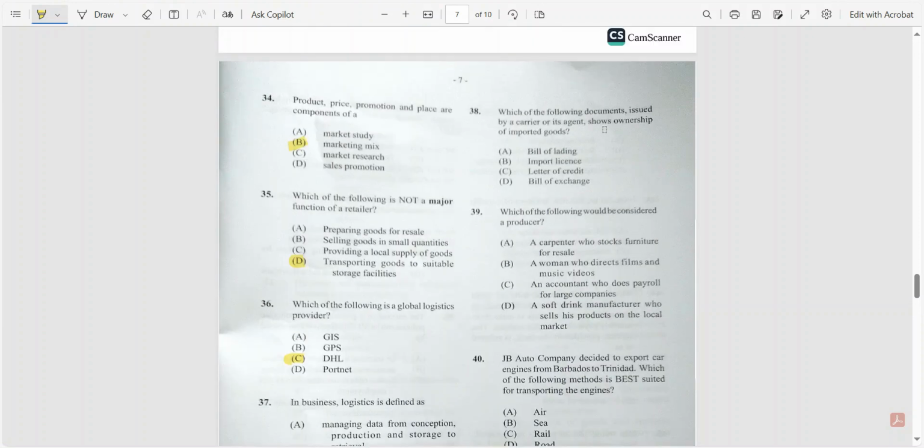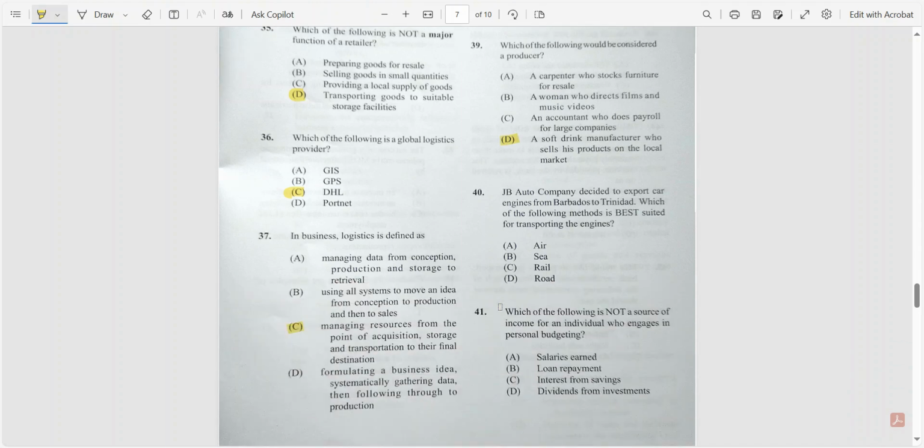38. Which of the following documents issued by a carrier or its agent shows ownership of imported goods? So 38 is A. Which of the following would be considered a producer? A carpenter who stocks furniture for resale, a woman who directs films and music videos, an accountant who does payroll for large companies, or a soft drink manufacturer who sells his product on the local market. And 39 is D. 40.